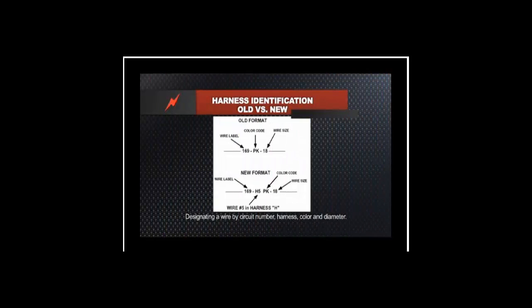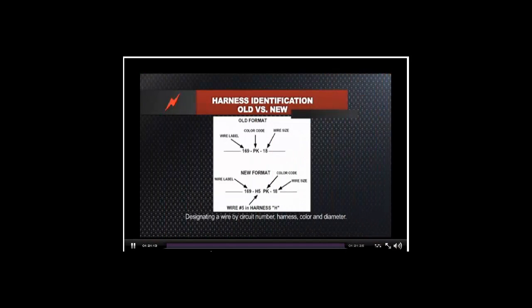Traditionally in the past, when we were illustrating harness identification, you typically had a wire label number, a color code, and a wire size. In the last 5 to 10 years, the manufacturers have been giving specific reference as to where that harness is: the front of the car, the middle of the car, the back of the car, and so forth. If you'll notice the difference between the old format and the new format, it not only includes the wire label, but it also includes harness number 5 in harness H. Again, that is a specific reference location on the vehicle.